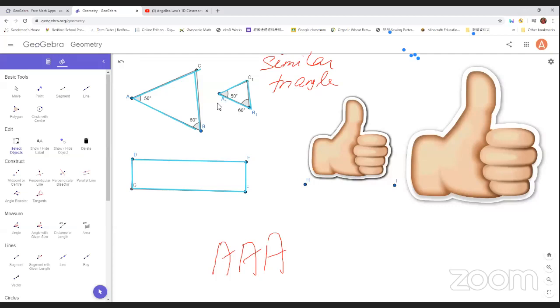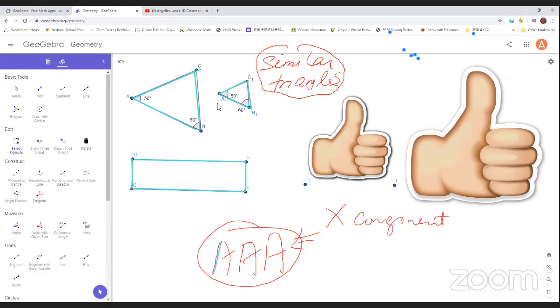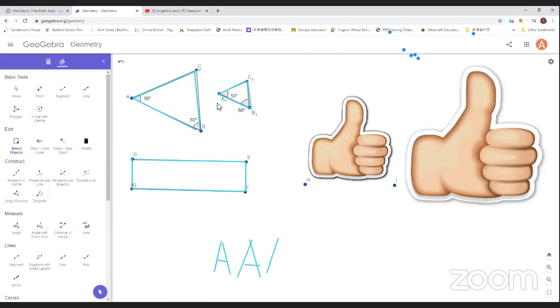Now, then in this case, these two are similar triangles, when we only know that the three pairs of angles are equal. Therefore, be very careful. If you have just AAA, we cannot say that they are congruent. We can just say that they are similar, right?